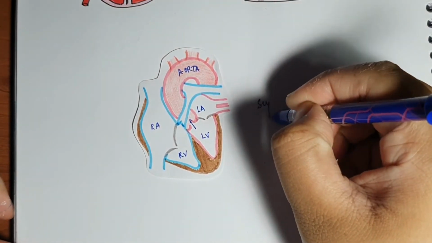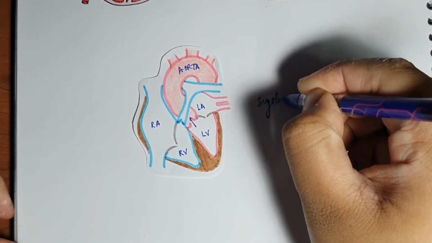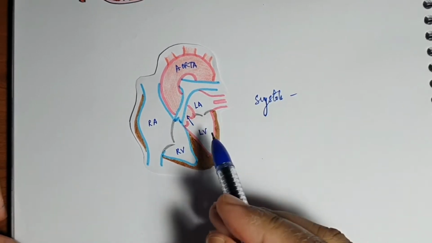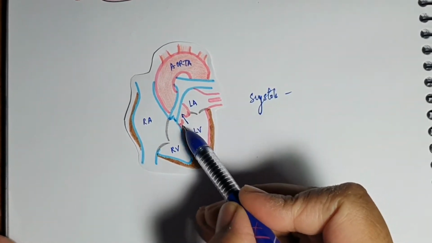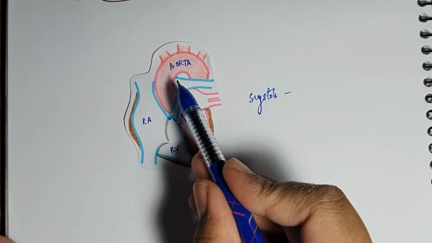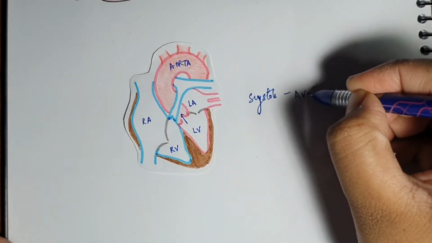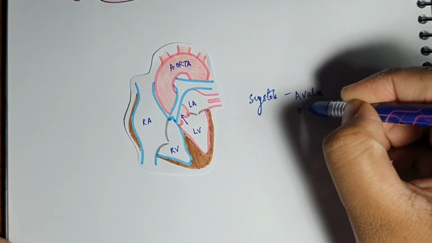Now during systole, the ventricles contract. So once they contract, blood is pushed up into the aorta. So the valves have to open. So the aortic valve opens.